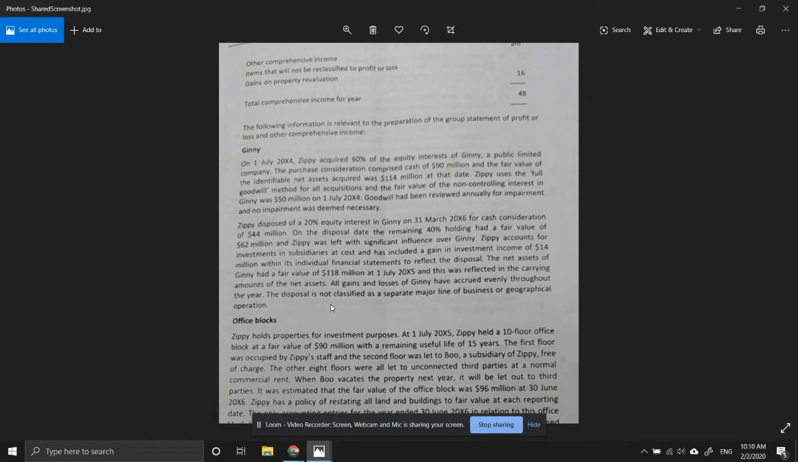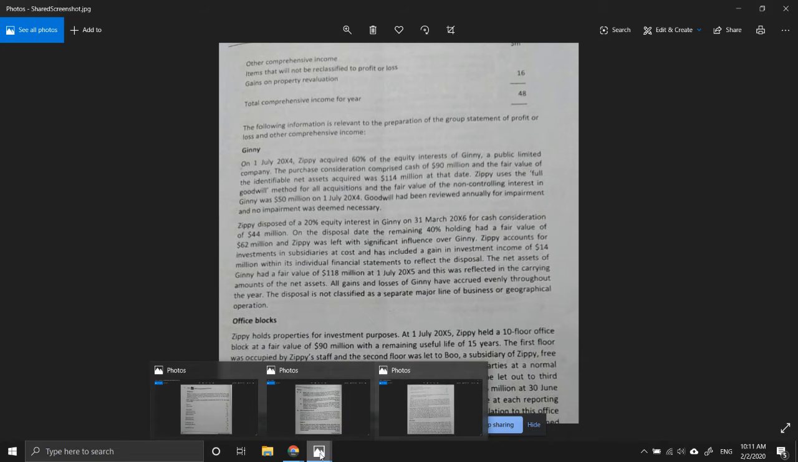What are the criteria? It should be a separate major line of business, and the second criterion is that it should be a single plan to dispose of a separate line of business or non-core activities. So it should be a separate line of business or geographical area. And if it is a subsidiary purchased for resale, it does not meet that criteria, so no need to worry about that as well.